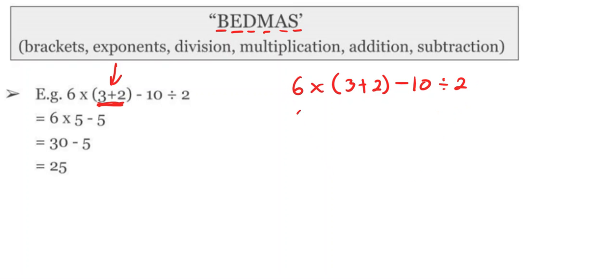So, okay, so we've got 6. I'm just going to write it again. So 6 times, and then I'm going to do the bracket part. So 5. I'm just going to replace that bracket part with just the number 5. And then I'm going to have minus 10 divided by 2, and then I'm going to reassess, right? And then I'm going to be like, okay, now what? What's the next step now?